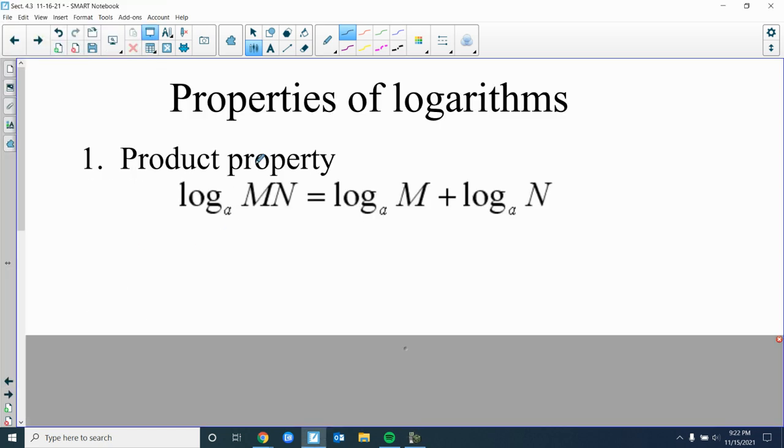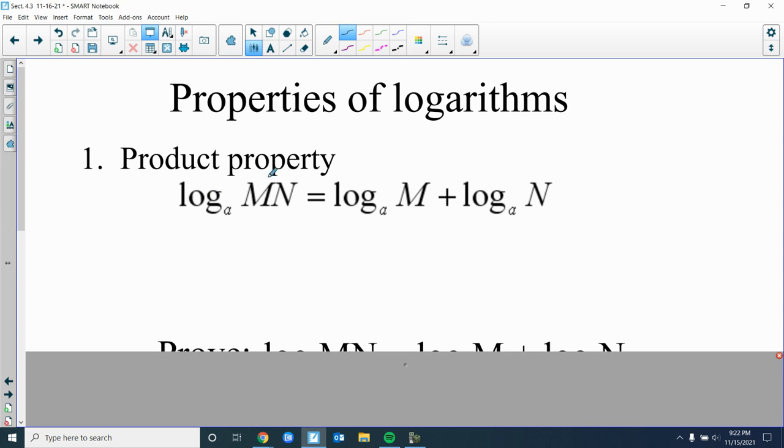All right, now this should be on your guided notes here. The product property. This is good for any base. We just talked about base 10 for those first ones because it's a little easier to write, but this could be any base a. You can go from left to right or right to left. If you have the log of two things being multiplied, you can write them as the sum: log base a of m plus log base a of n, and vice versa.